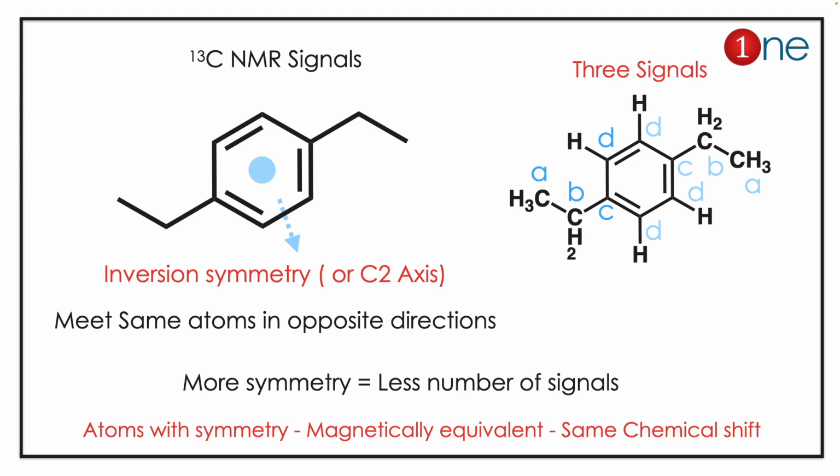So if you apply that rule, you will find the compound has only 3 signals. Even though it has many carbons, it has only 3 signals due to the inversion symmetry.